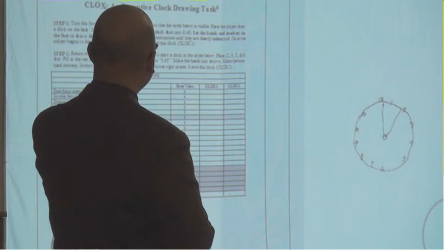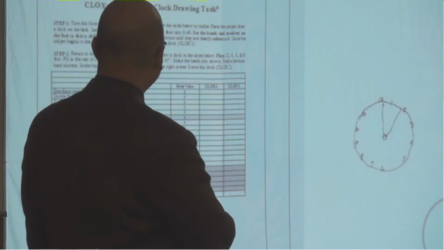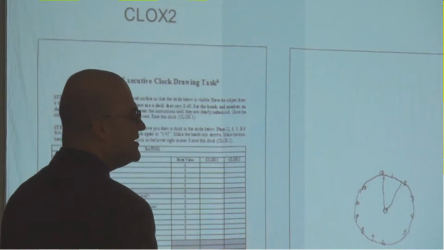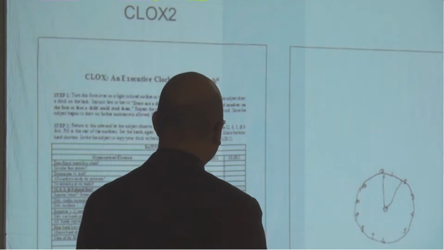Bueno, ya vamos a ir con este es el clocks 2. Este es muy sencillo. Usted simplemente dibuja el reloj del paciente como les acaba de mostrar y le dice al paciente copy the clock. Okay?